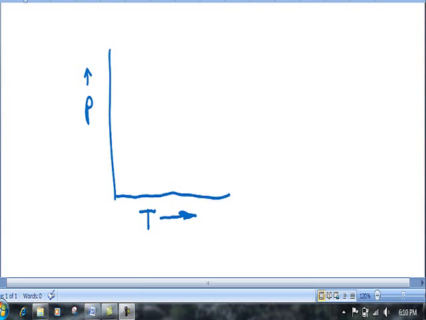Let's take a moment to consider something known as a phase diagram. A phase diagram is something that plots pressure versus temperature data for a particular substance to indicate what physical state the substance will be in given that pressure and temperature combination. It tells us whether at that pressure and temperature combination the substance is going to be a solid, a liquid, or a gas.